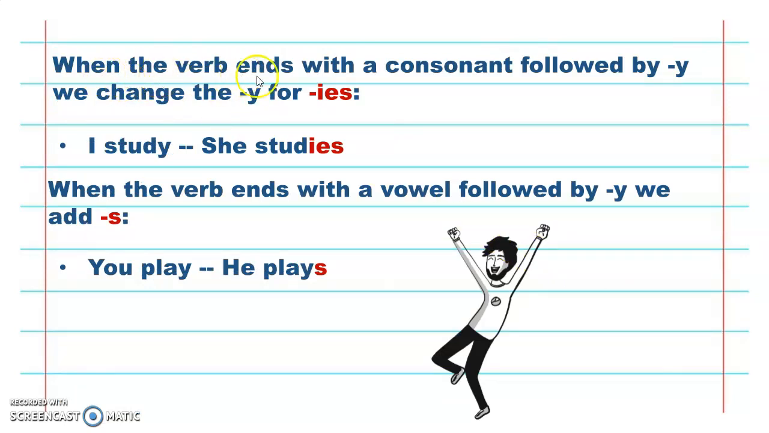When the verb ends with a consonant followed by y, we change the y for ies. I study, she studies. When the verb ends with a vowel followed by y, we add s, like you play, he plays.